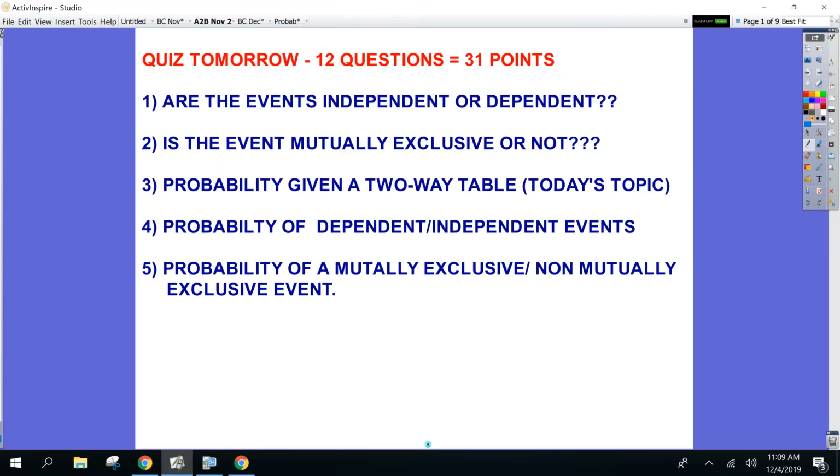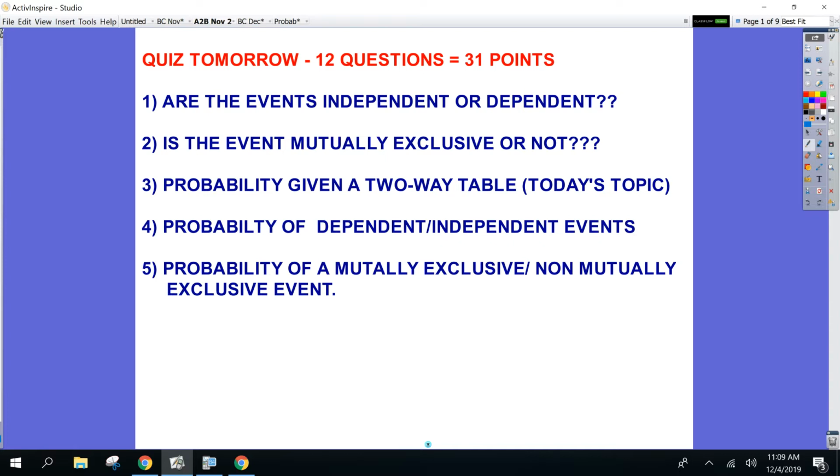So here's the makeup of tomorrow. 31 points, 12 questions, first six are multiple choice. Okay, first 6. I've told you already I'm going to give you 2 events. Are they independent or dependent? And then I'll ask another 2 events. Are they mutually exclusive or not? No probability. I don't want to know what the probability is.